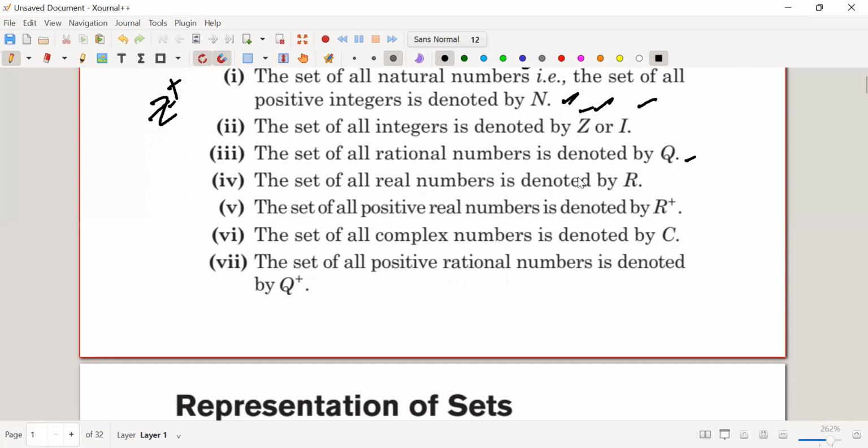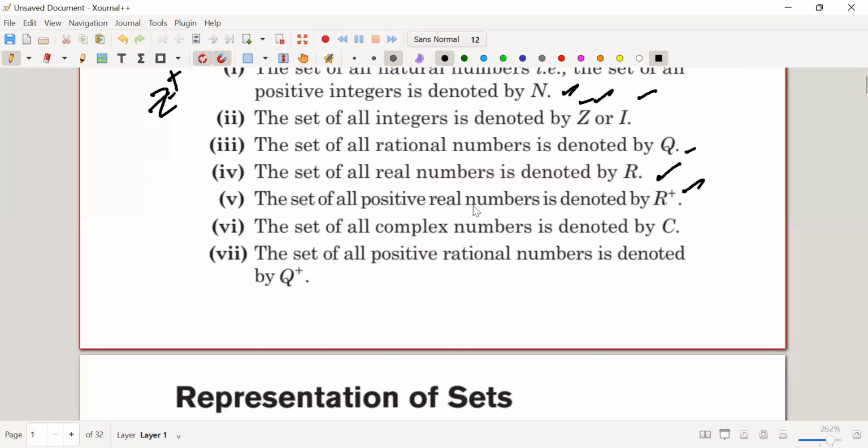The set of all real numbers is denoted by R. The set of all positive real numbers is denoted by R plus. The set of all complex numbers is denoted by C. The set of all positive rational numbers is denoted by Q plus. Right? Okay, what is a rational number?